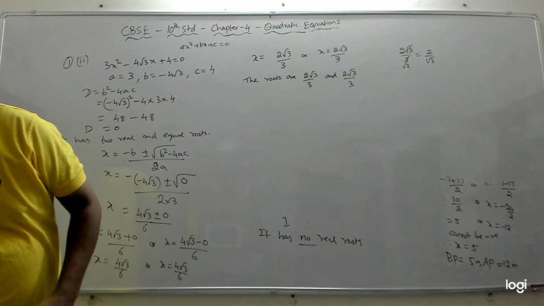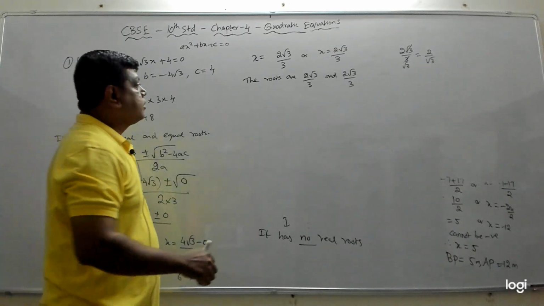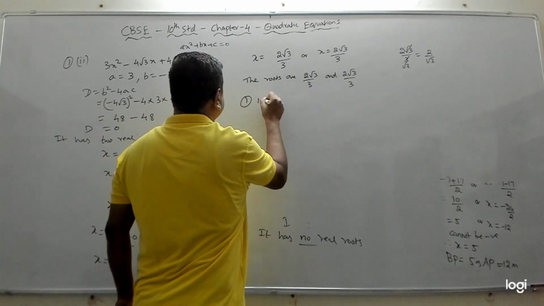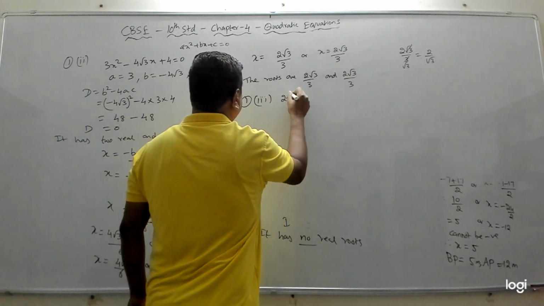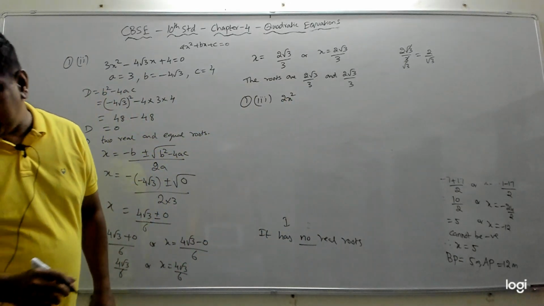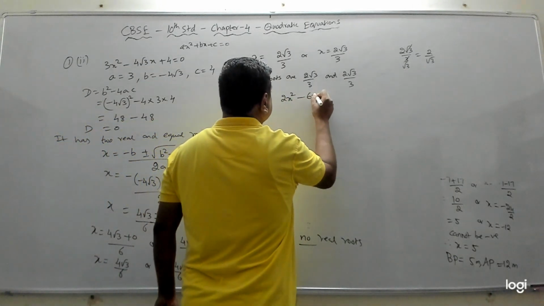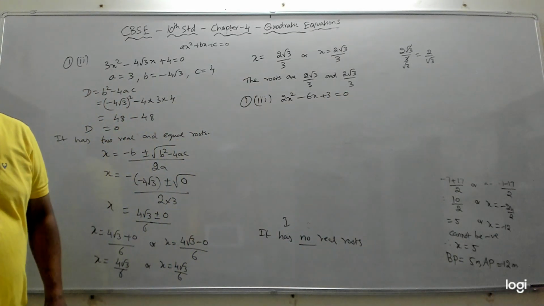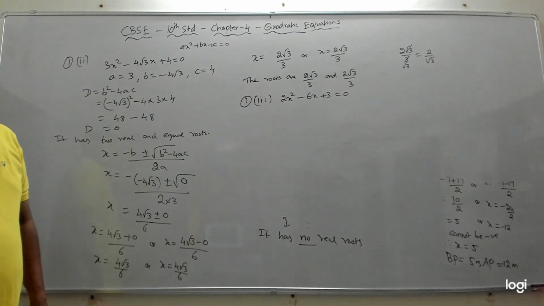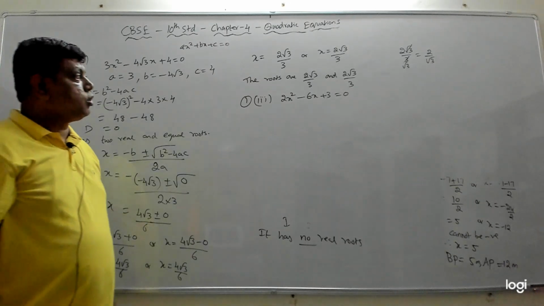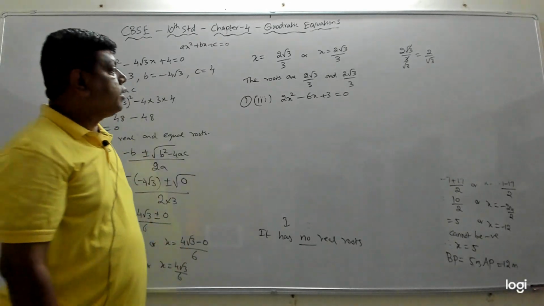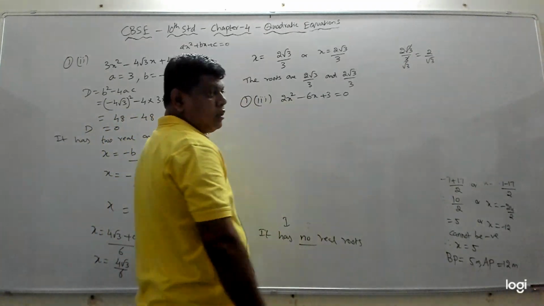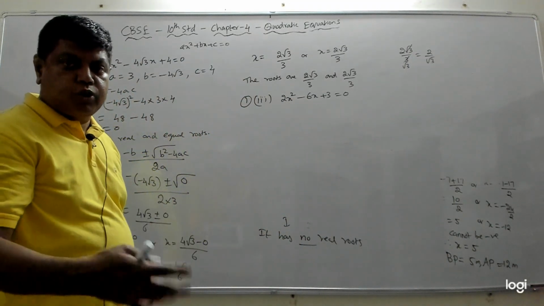The third one, which is 2x square minus 6x plus 3. So first problem, third subdivision: 2x square minus 6x plus 3 equal to 0. Now we need to solve and find. First we should check whether a real root exists. If the real root exists, we should solve.